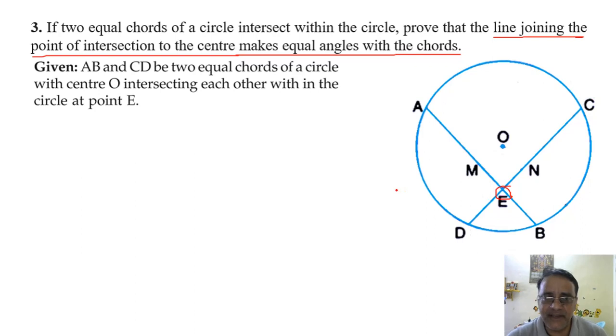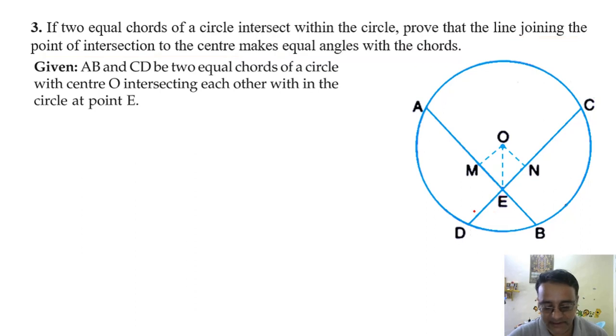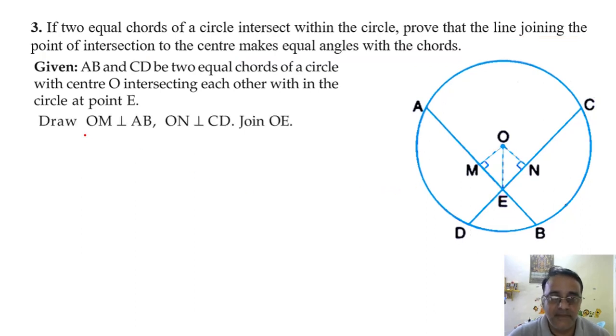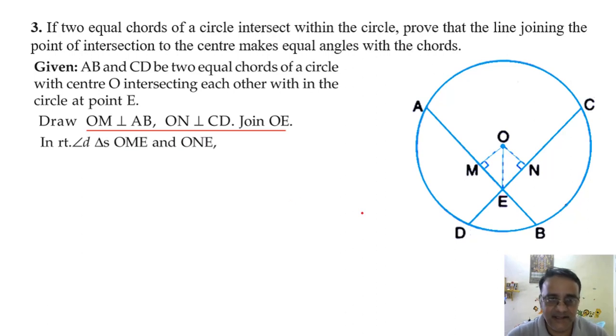यहाँ पर भी सेम वही कंस्ट्रक्शन हम लोग करेंगे. Join OM, join ON, draw OM perpendicular to AB and ON perpendicular to CD, then join OE. Right? Any doubt here? This is the same. जैसा हम लोग सेकेंड क्वेश्चन में किए थे वही है बिल्कुल. यहाँ पर भी हम लोग वही दोनों ट्रायंगल्स लेंगे.